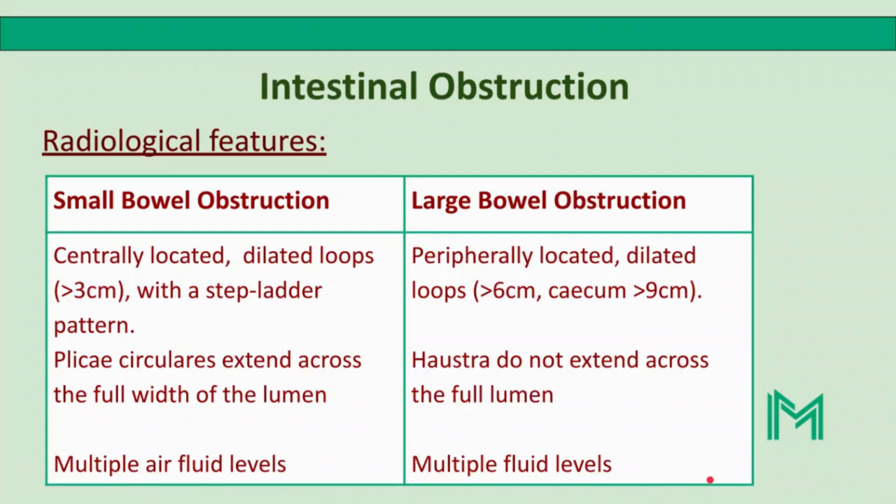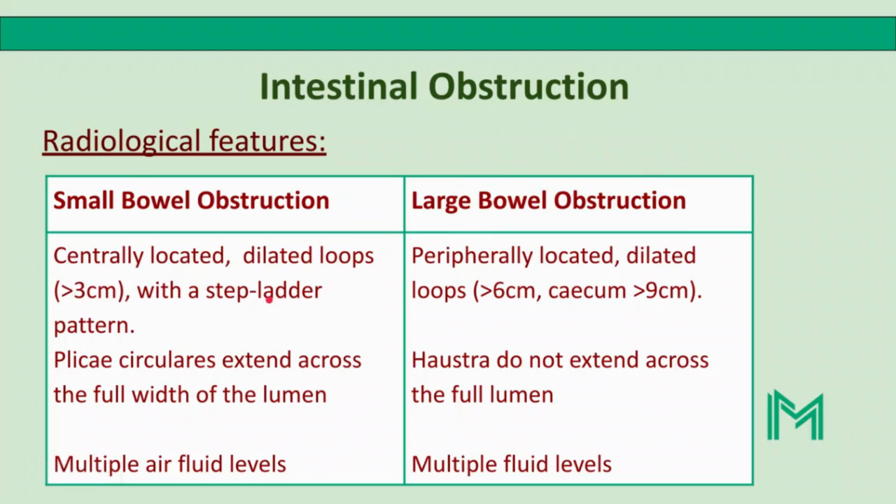So, what are the radiological features that we see when it comes to intestinal obstruction? Once again, remember that our question showed us that there was small bowel obstruction. So, let's learn how we can differentiate between small bowel obstruction and large bowel obstruction on the abdominal X-ray.